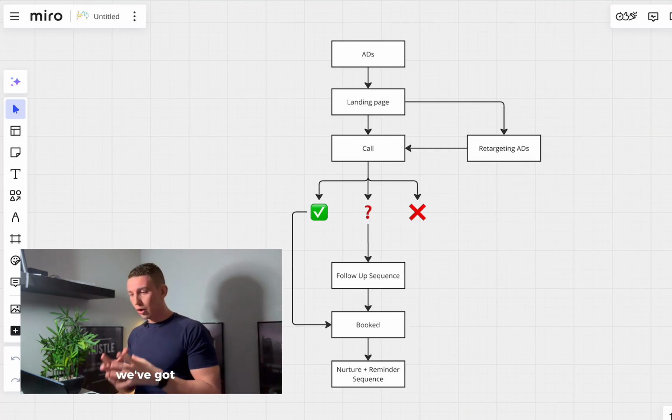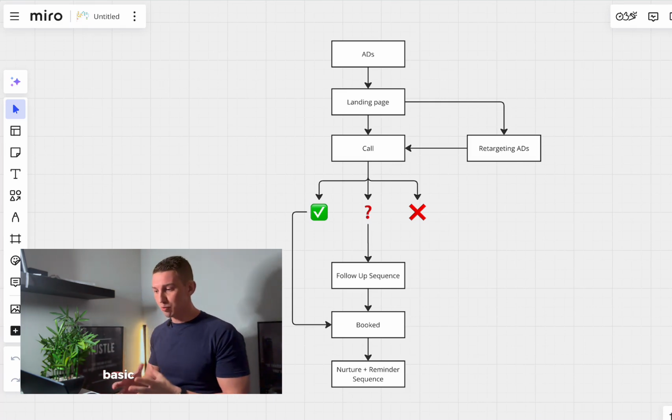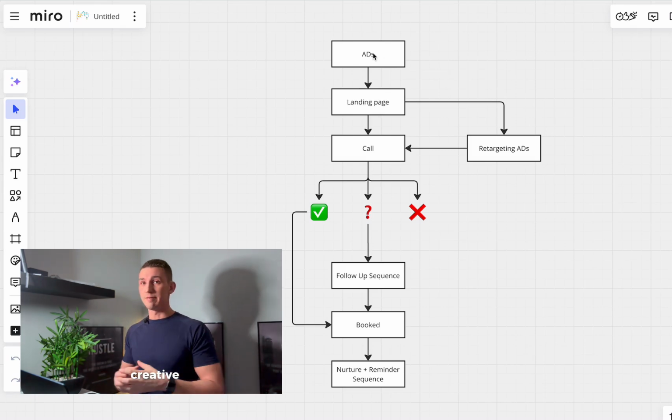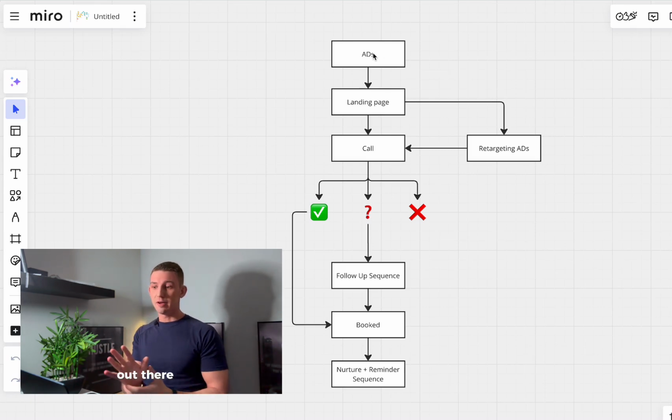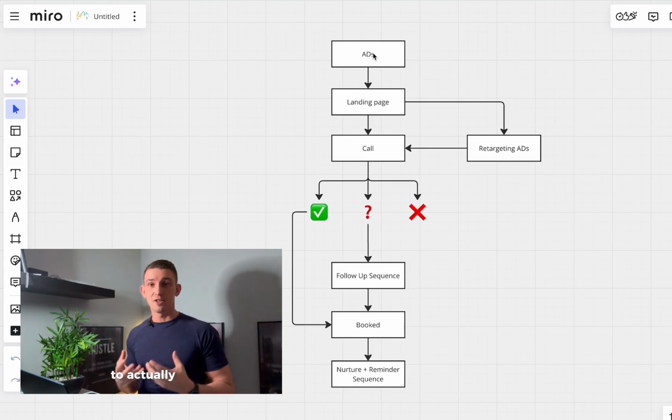So what we've got on the screen at the moment is just a real basic breakdown of what your ad process should look like. I'm just going to walk through this with you. At the top, we have ads, right? This is the actual creative. This is the copy that is out there for leads, potential clients, prospects to actually see.